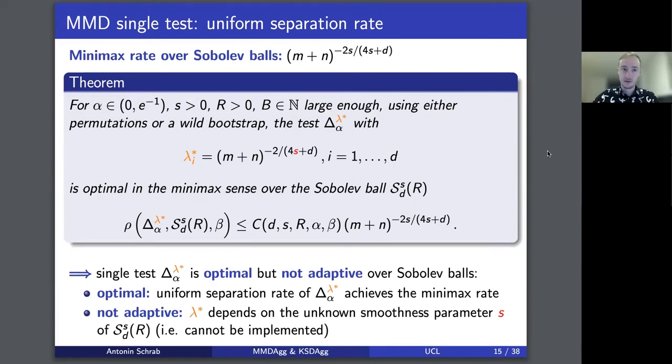But so this looks like this test is optimal, which is great, but it is not adaptive over Sobolev balls, because this choice of bandwidth depends on this unknown parameter s of the Sobolev balls, and this means we cannot implement it in practice. So what we're going to do is aggregate several bandwidths so that we're able to obtain a good rate, but without setting our bandwidth using the unknown parameter, essentially.